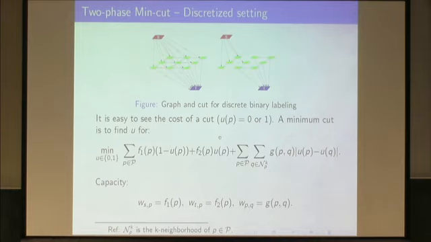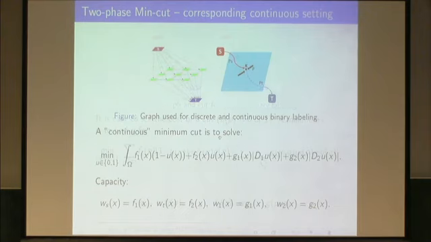If a node is connected to S after the cut, it is labeled 1, and if it is connected to T, it is labeled 0. In this way, the cost of the cut is essentially the sum over the edges that are cut, so you have three parts: you sum the F1 terms, the F2 terms, and the edges between points. Therefore the min cut can be written in such a way. So this is the min cut over such a graph.